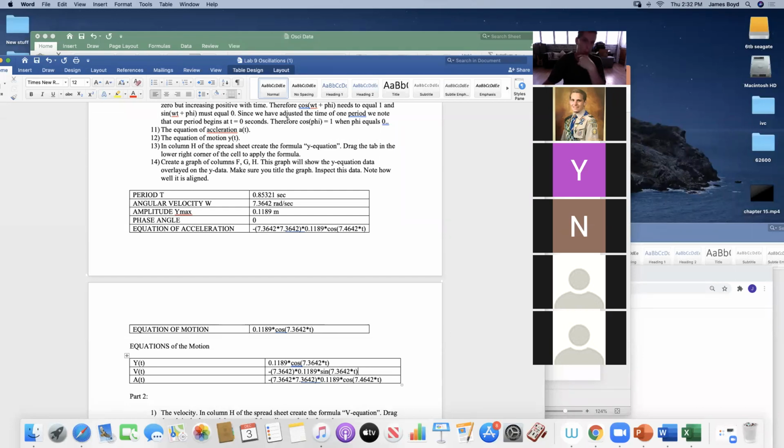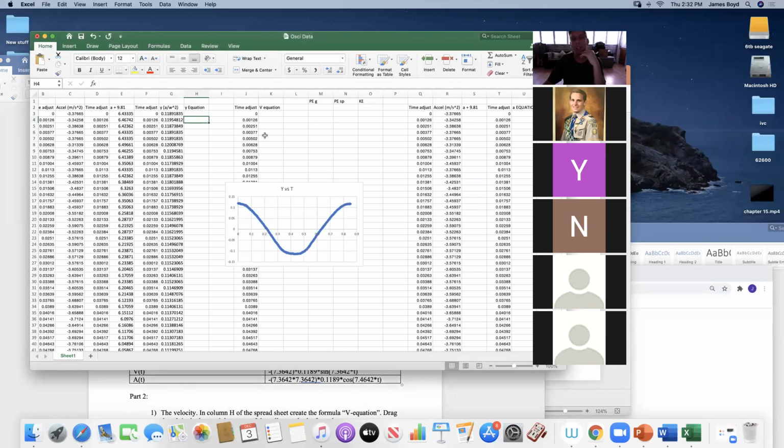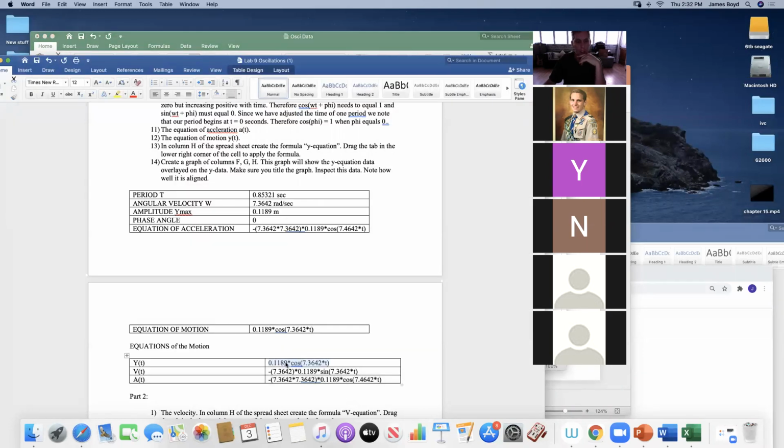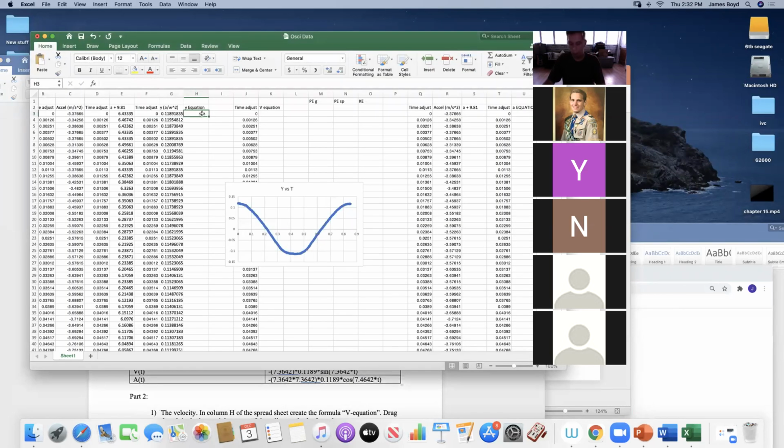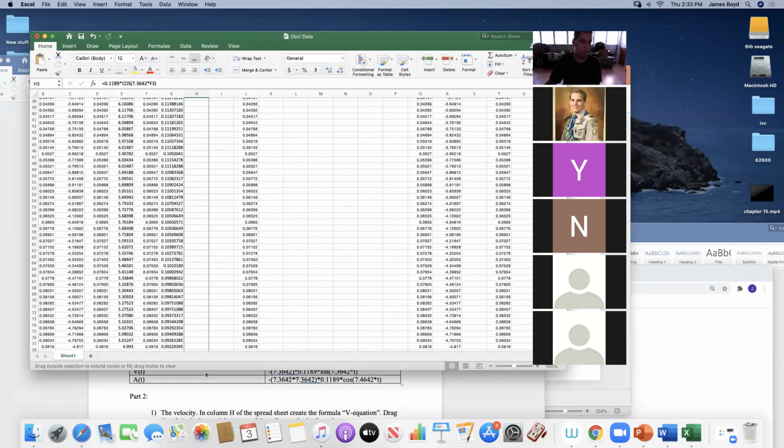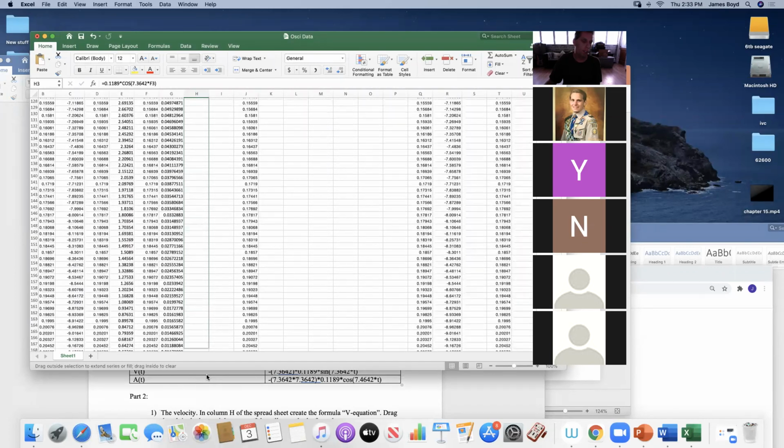And now comes the fun part. Now comes the part where we need to justify this. So as I said, this is my y equation. Copy it and paste it right in here. I'll put equals, paste that, and instead of t, make sure that you put the adjusted time. Once you do that, you should get your maximum value if your equation's working. Go all the way down.